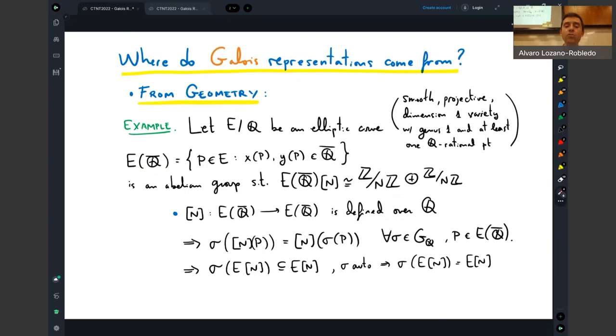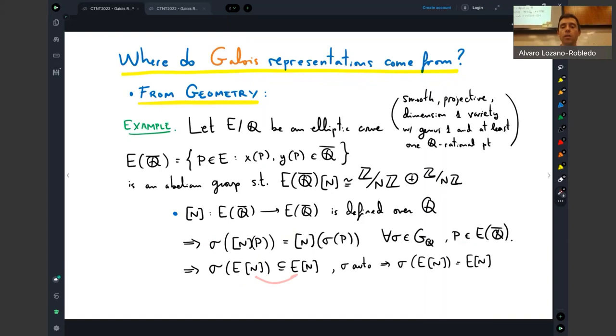Therefore, when I act with Galois on N times a point, the multiplication by N map is defined over Q, which means it is an algebraic map with all the coefficients defined over Q. So they actually commute with the action of Galois. And this commutation, the fact that these two commute for all automorphisms and for all points in Q bar, means that the N torsion would actually land in the N torsion.